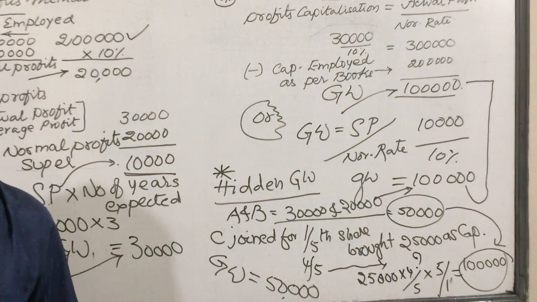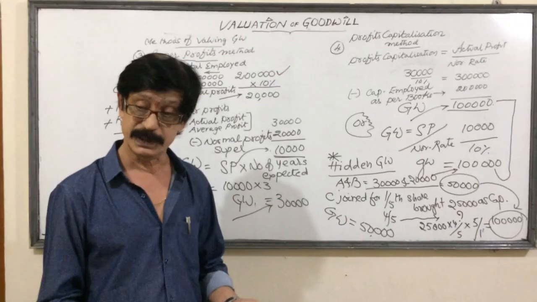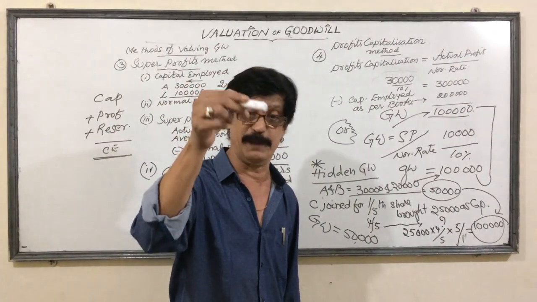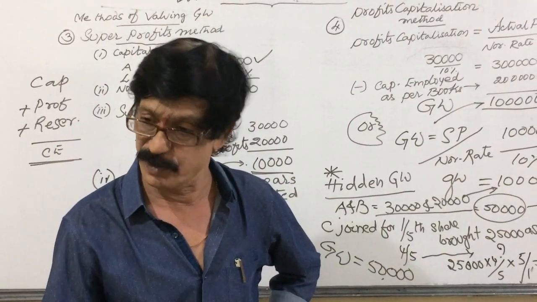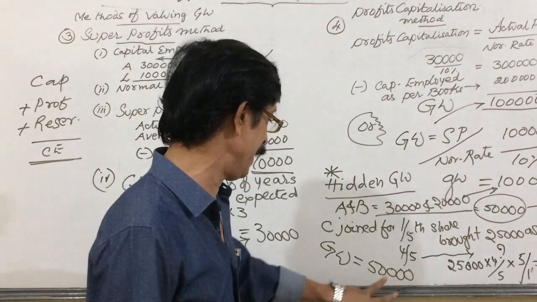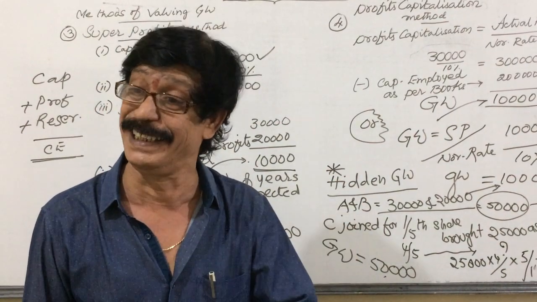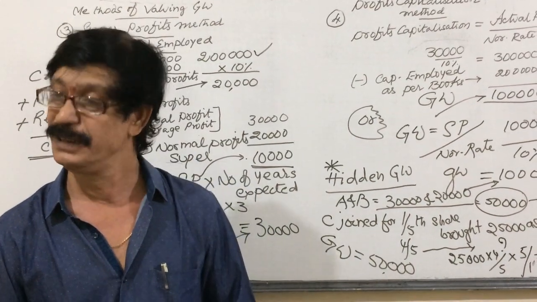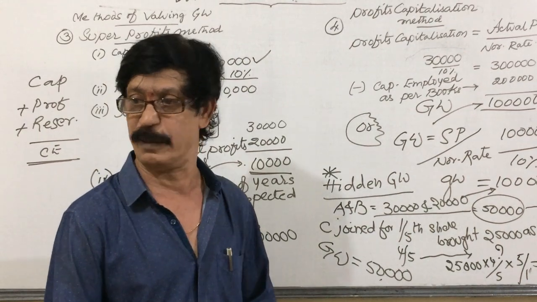Well, dear students, last and final. Hidden goodwill means implied goodwill. Based on C's capital, we calculated how much the capitals of A and B must be, and we got 1 lakh, because of 4 by 5. But actually A and B capitals are only 50,000. The excess is what is called hidden goodwill.